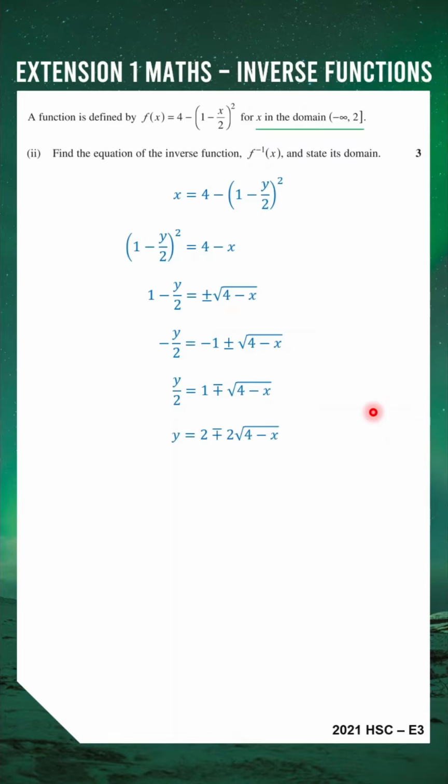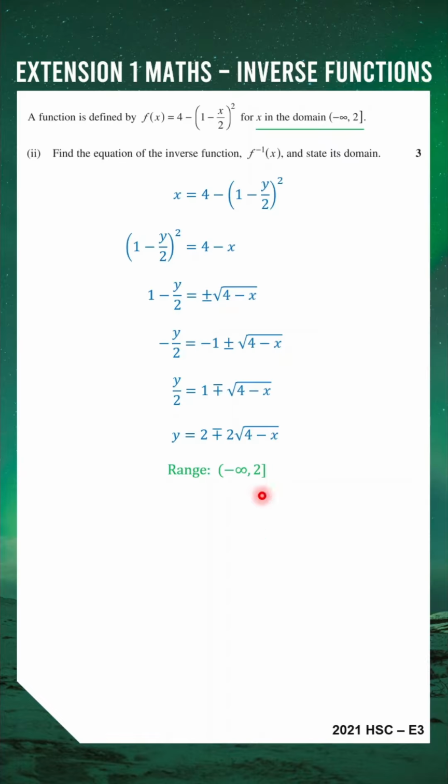The trick is though, this is meant to be a function and functions shouldn't have a plus minus in them because functions output one value. So you've got to figure out whether we're working with the plus or the minus. The way we're going to do that is by looking at the domain. Now the domain of the original function will become the range of the inverse. They always swap. So I know that my range is now going to become minus infinity to 2.